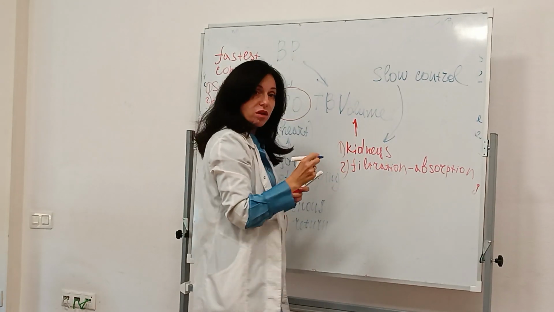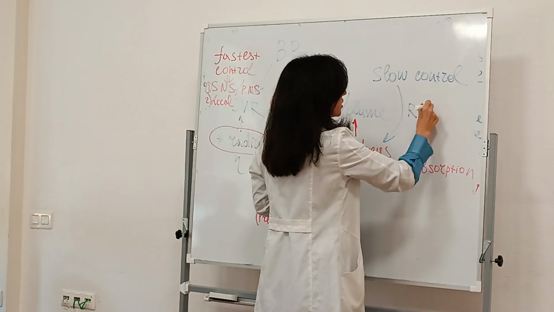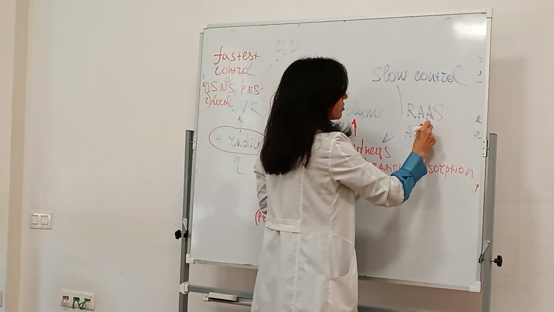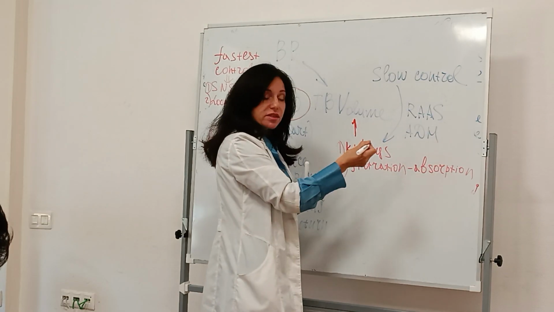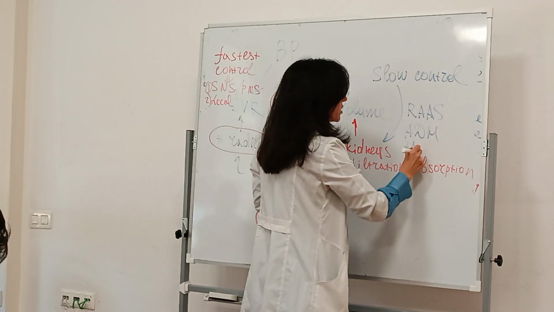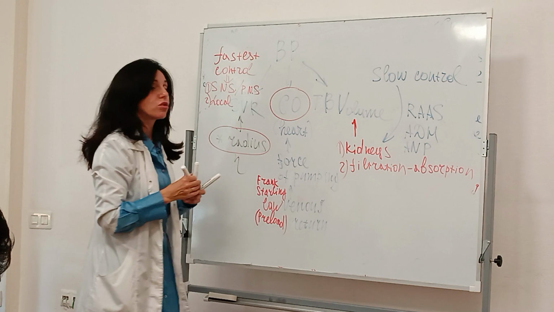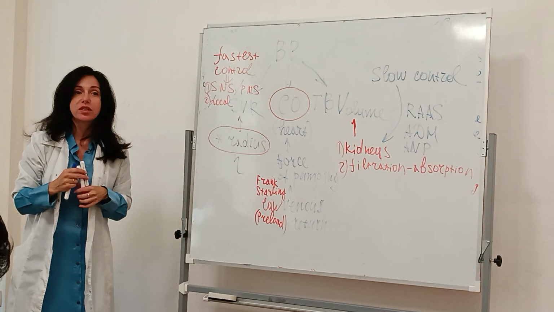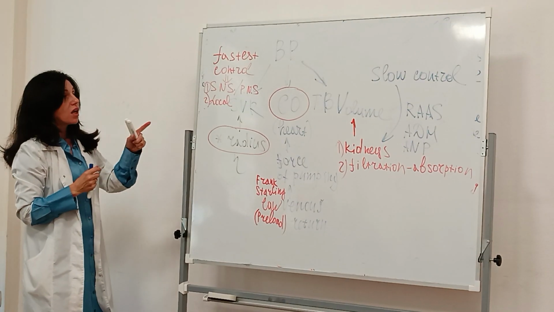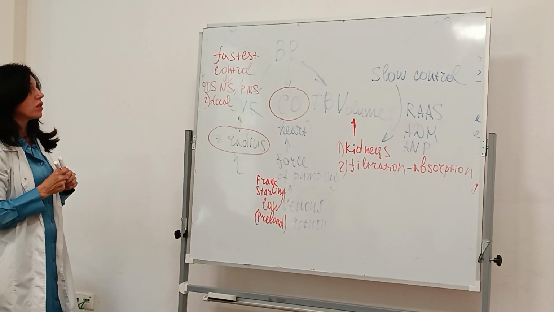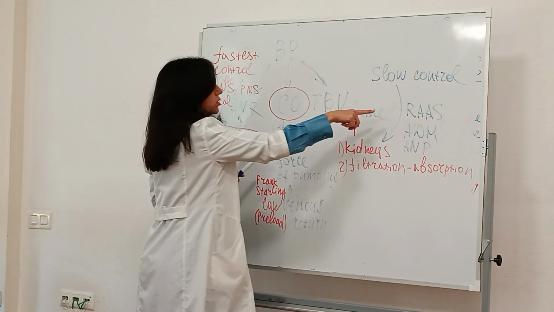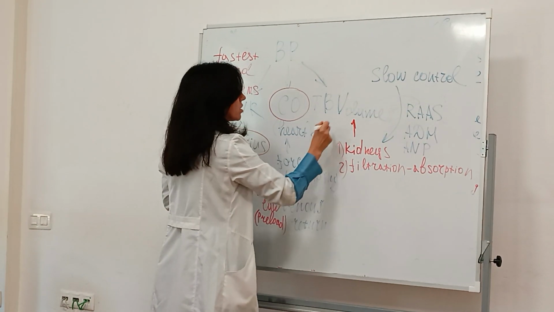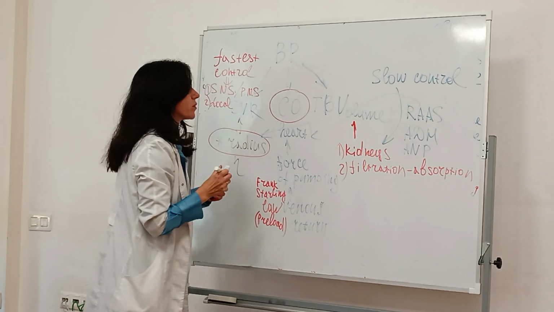Influence on kidney with renin, angiotensin, aldosterone system, and antidiuretic hormone, and its antagonist, atrial natriuretic peptide. Slow control, atrial natriuretic peptide. It's the antagonist of renin, angiotensin, aldosterone system, and antidiuretic hormone. Slow control, and the renin angiotensin aldosterone system can influence also heart and blood vessels. Slow control system.